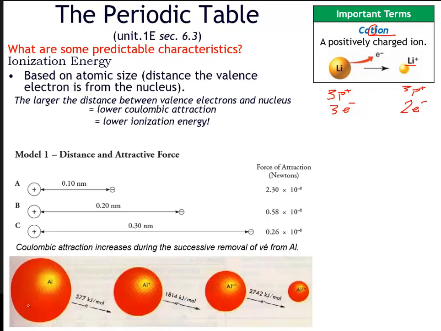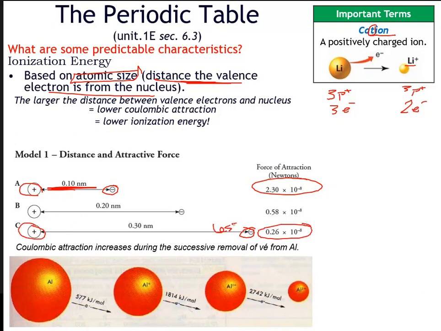When we talk about ionization energy, it's really based on the size of the atom. This is a big piece. Really, it's the distance of the valence electron from the nucleus. Just like we talked about Coulombic attraction, the closer the electron is to the nucleus, the more attraction there is between the two. The further the electron is from the nucleus, the less Coulombic attraction there is. Because there's more Coulombic attraction here, it's going to require more energy to break that up. Because there's less Coulombic attraction here, it's going to require less energy to break that up.